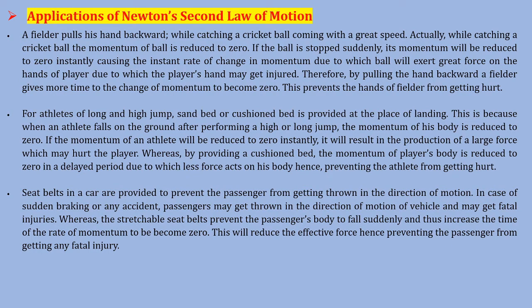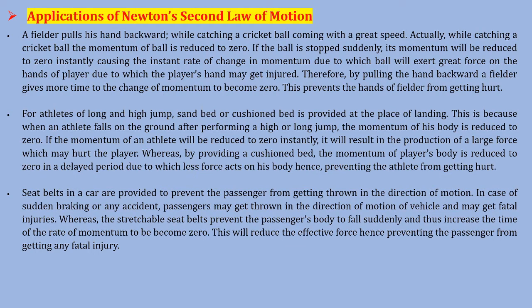For athletes of long and high jump, a sandbed or cushion bed is provided at the place of landing. Why? This is because when the athlete falls on the ground after performing a high or a long jump, the momentum of his body is reduced to zero. If the momentum of the athlete is reduced to zero instantly, it will result in the production of a large force which may hurt the player. Whereas by providing a cushion bed, the momentum of the player's body is reduced to zero over a delayed period, due to which less force acts on his body, hence preventing the athlete from getting hurt.